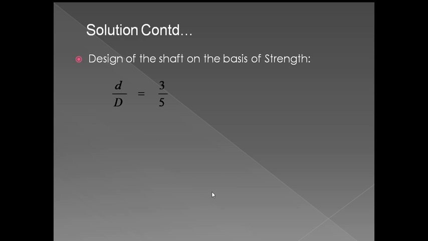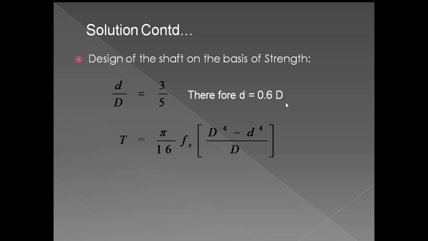So first we are going to design the shaft based on the strength. Next we will design the shaft based on the torsional rigidity. Whichever is the max, we have to take as the diameter. So here small d by capital D equal to 3 by 5, that is small d equal to 0.6 capital D.